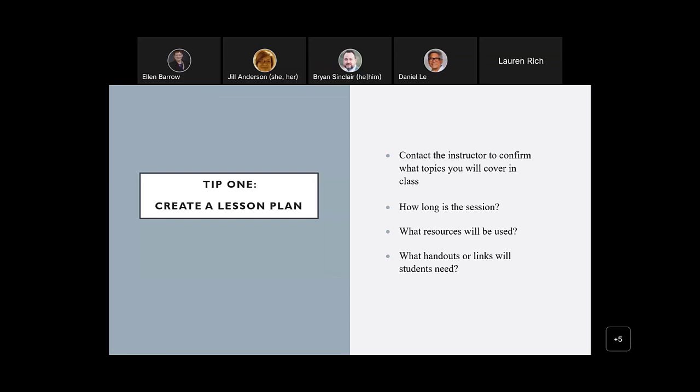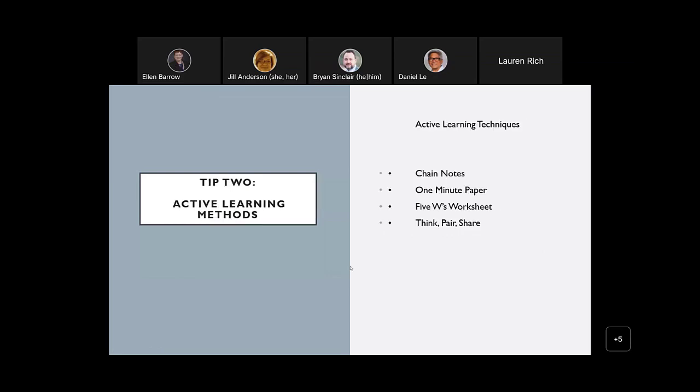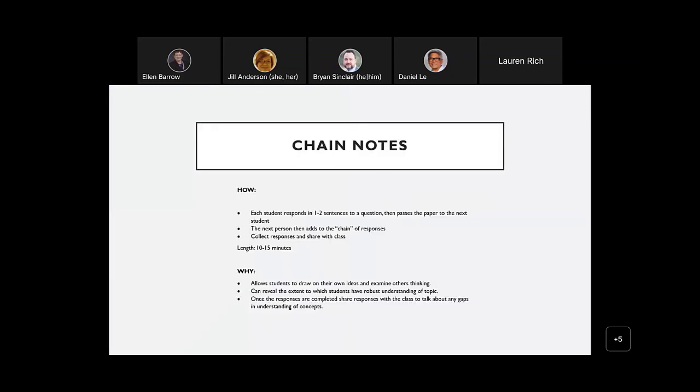We're going to move on to our next tip, which is active learning methods. There's been a lot of talk about active learning methods, different ones. I'm not going to do all of them here, but I've chosen a few that I think are really useful and really make your class a little more dynamic than you standing up there and just talking about things. So let's look at chain notes.